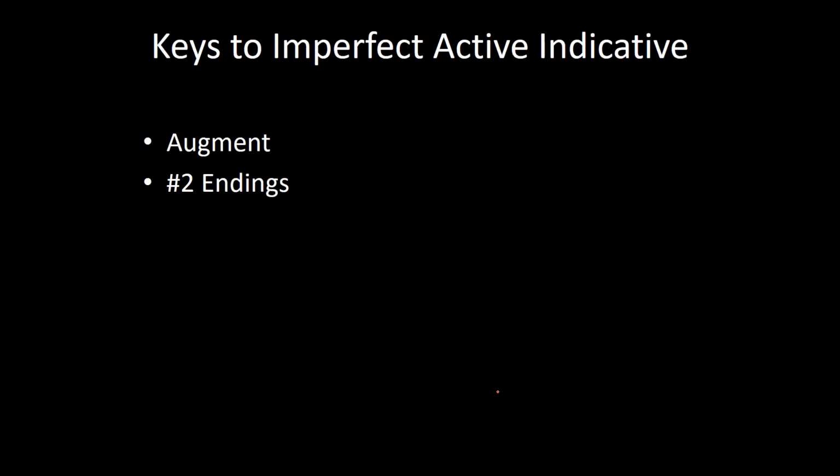So let's look first at the imperfect active indicative. Remember, this is the one that has action in progress. Augment, number 2 endings. Two keys. What are two keys to imperfect active indicative? That'll be a question I ask. What are the two keys? Augment, number 2 endings.